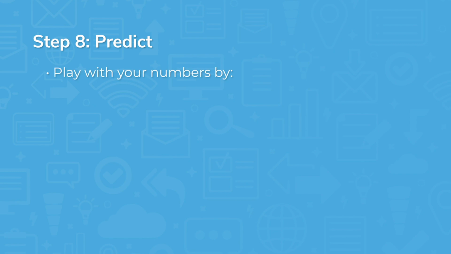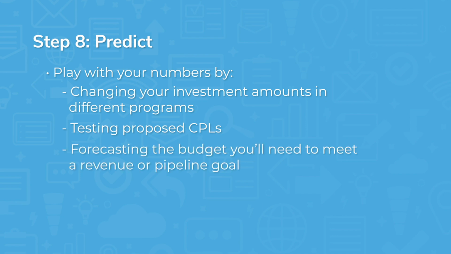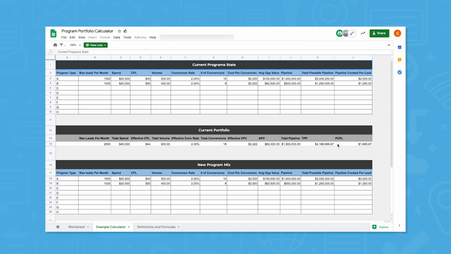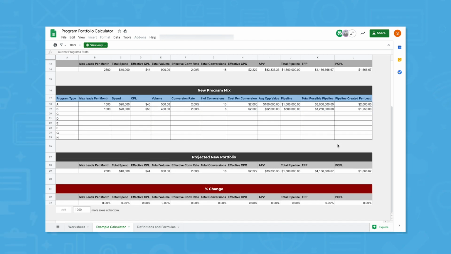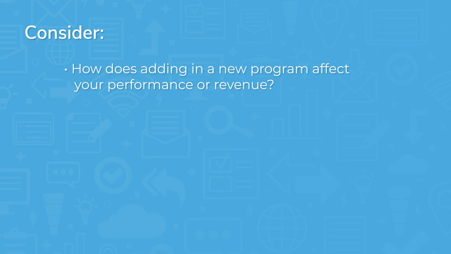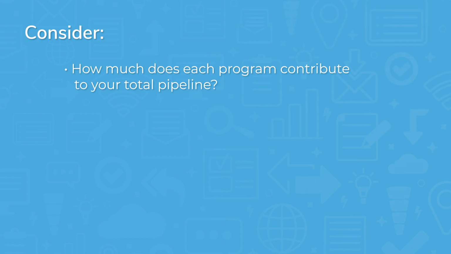Now you can start playing with the numbers by adjusting your investments in different programs, testing proposed CPLs, and forecasting the amount of budget you will need in order to meet a revenue or pipeline requirement. Use the calculator to understand how little changes in any of your programs can affect the whole portfolio. Consider, how does adding in a new program affect your performance or revenue? How much does each program contribute to your total pipeline?